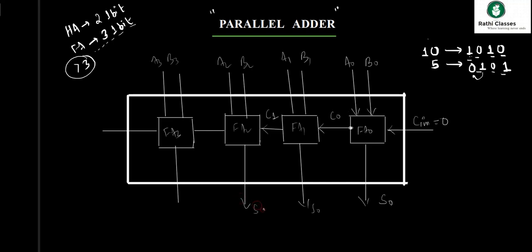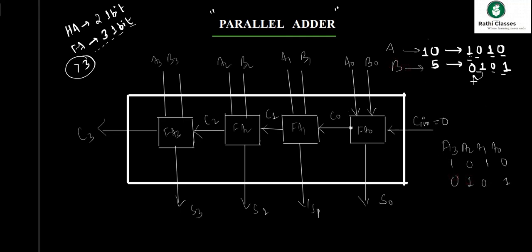So here will be S0, this will be S1, this is C1, this will be S2, this will be C2, this will be S3 and this will be C3. Let the values be A3, A2, A1, A0. Let 10 be A, with corresponding bits 1, 0, 1, 0. Let the value of 5 be B, and the bits are 0, 1, 0, 1. Let these be B3, B2, B1 and B0.